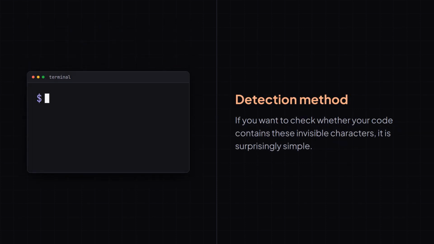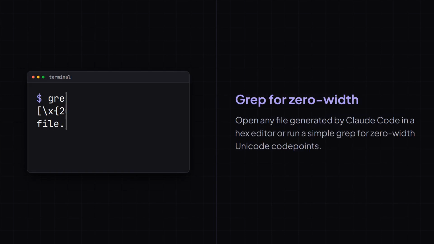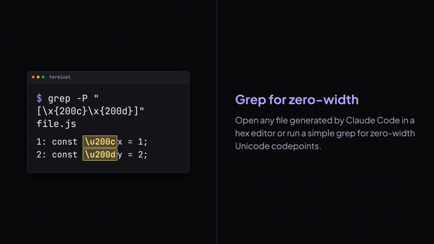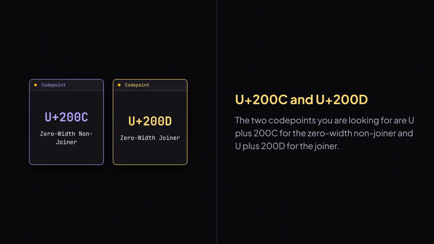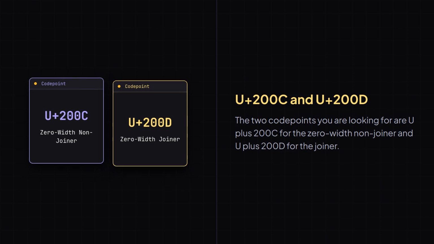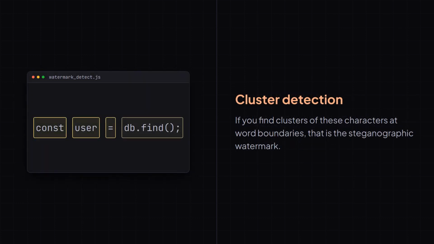If you want to check whether your code contains these invisible characters, it is surprisingly simple. Open any file generated by Claude Code in a hex editor or run a simple grep for zero-width Unicode code points. The two code points you are looking for are U+200C for the zero-width non-joiner and U+200D for the joiner. If you find clusters of these characters at word boundaries, that is the steganographic watermark.